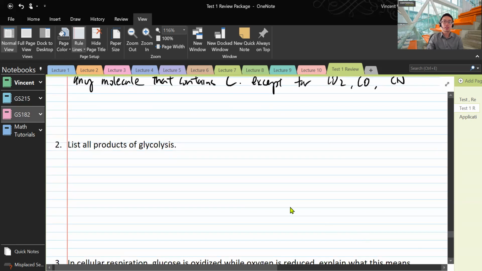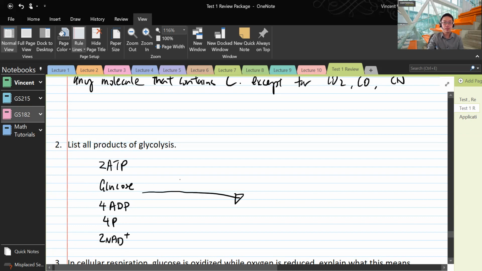List all products of glycolysis. Okay, so glycolysis, we're going to put in 2 ATP. We're going to take a glucose. We're actually going to get 4 ADP, 4 P, and then 2 NAD plus. These are not the products. Okay, so these are the reactants, and then you put them through the process of glycolysis.